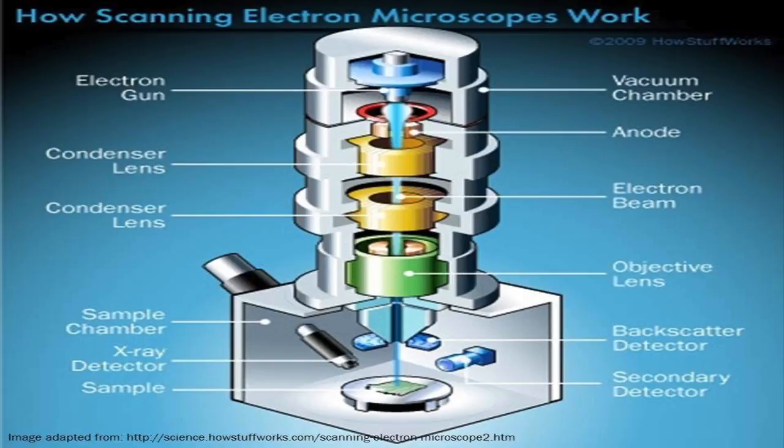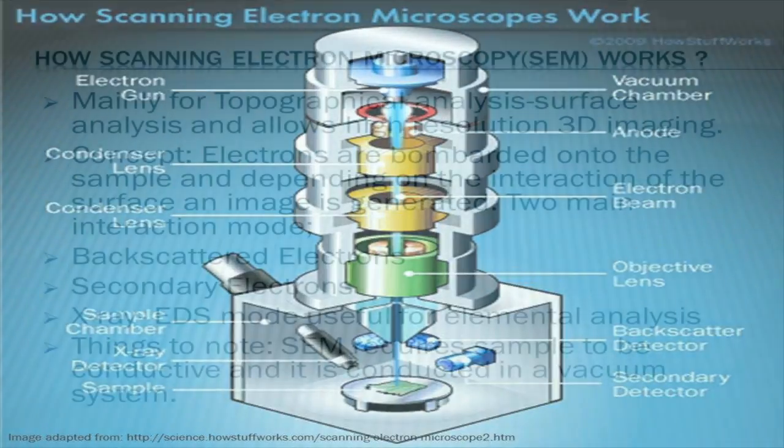Detector. Depending on the type of electrons measured, there are varying types of detectors. Most SEMs are equipped with a secondary electron detector, backscatter detector, and X-ray detector for the EDS sample. However, secondary electron is the most common mode used.